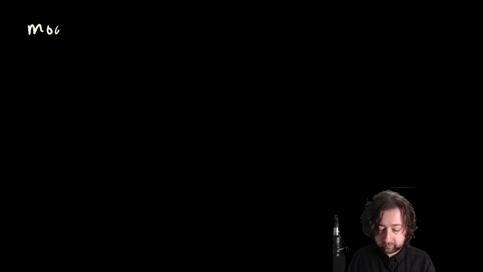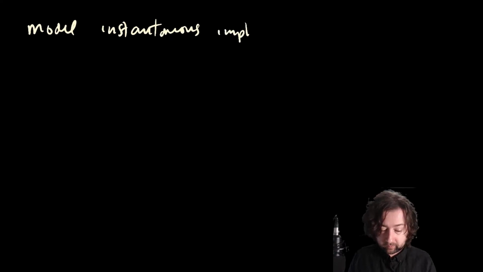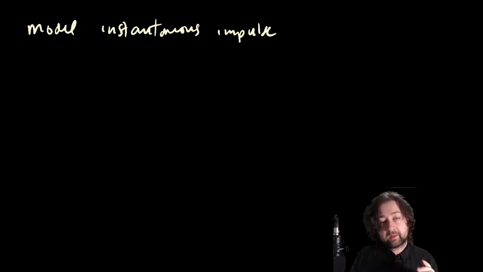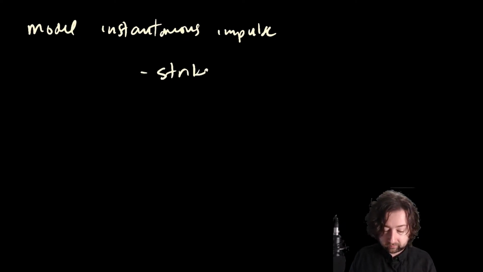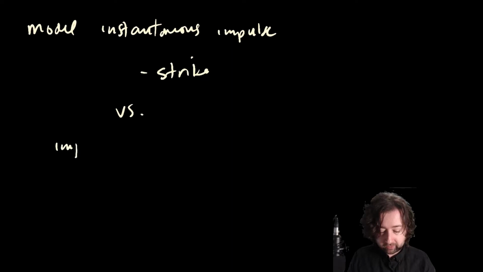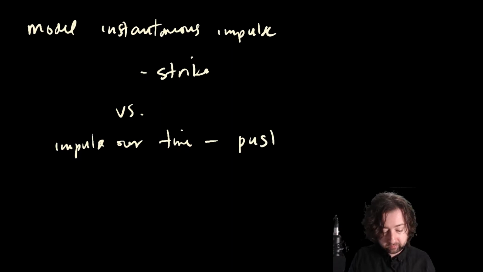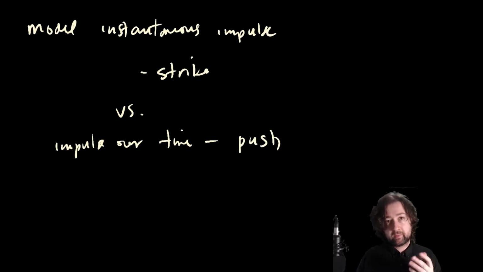So we want to model instantaneous impulse. And if you want a picture of what instantaneous impulse looks like, an instantaneous impulse is like a strike, a punch, a hit, a shock. So instantaneous impulse changes the system instantaneously, as opposed to an impulse over time, which we think of as a push instead. Okay, so we want to model strikes.